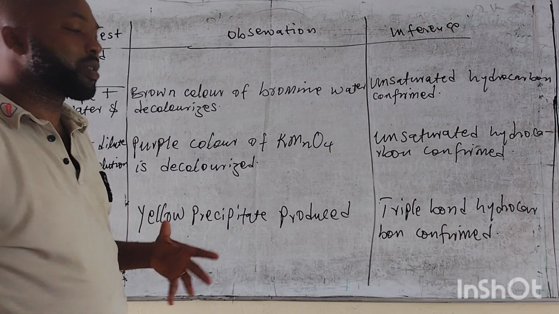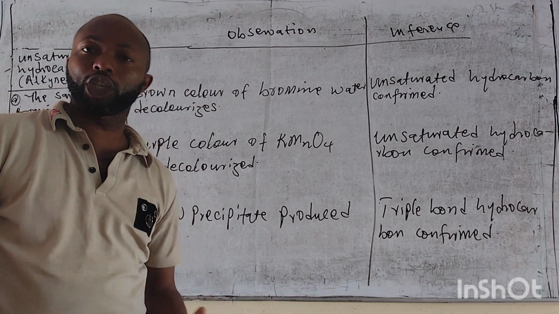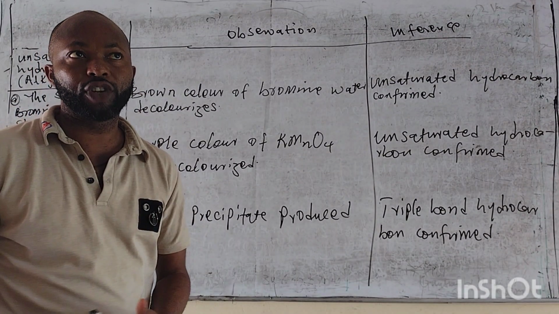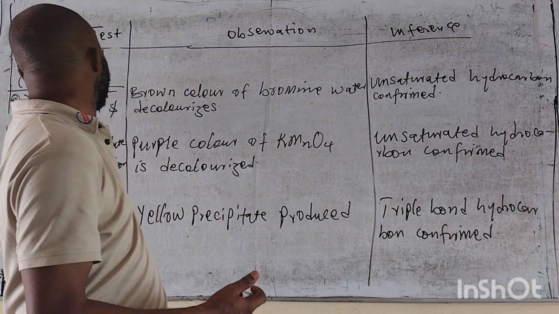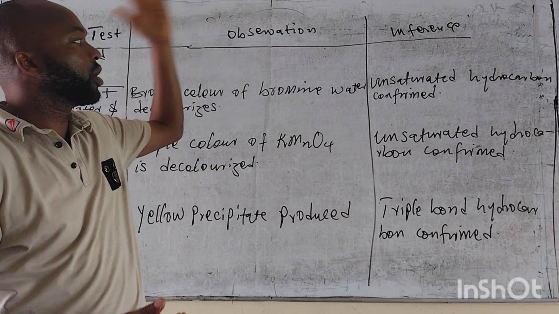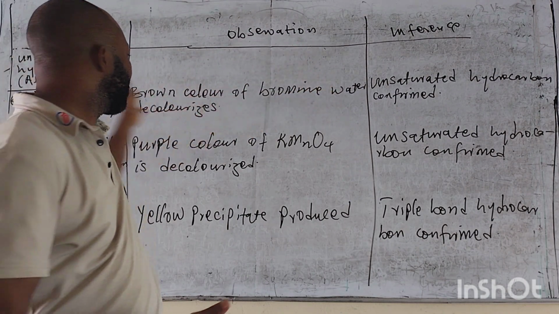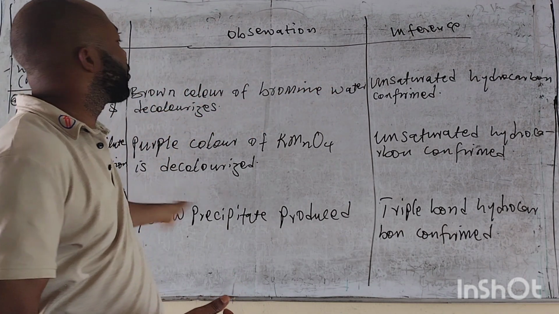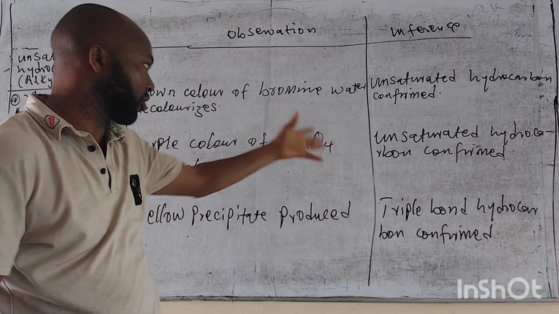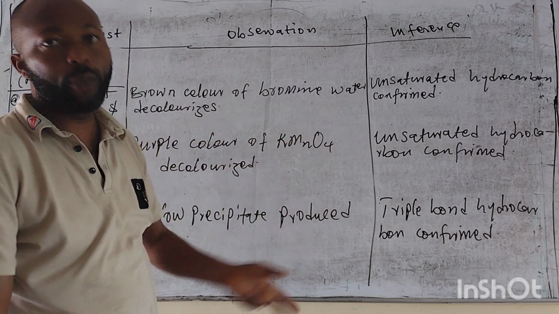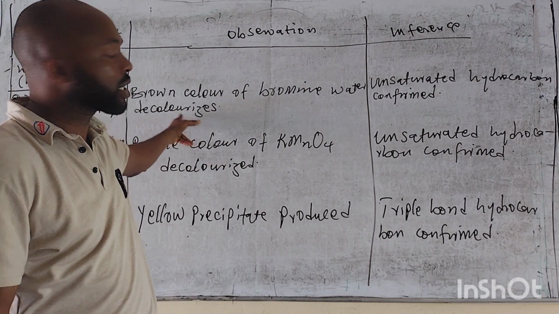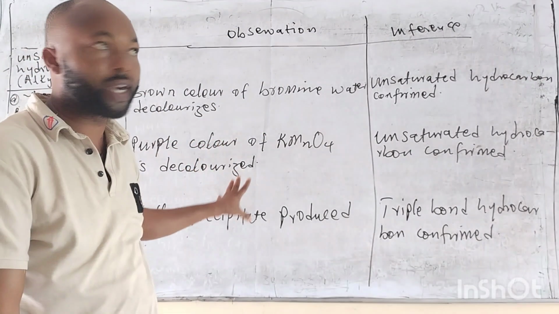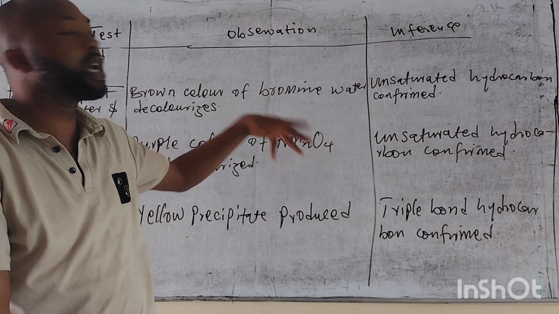So in our quest of finding out the various functional groups, for the saturated hydrocarbons we reacted the same sample plus bromine water and shake, no reaction. Saturated hydrocarbon confirmed. We did the second test with KMnO4, there was no reaction. Saturated hydrocarbon confirmed. For the double bond, the brown color of bromine water was decolorized, and the purple color of KMnO4 was decolorized. Both unsaturated hydrocarbons were confirmed.